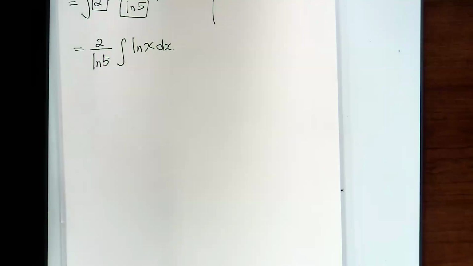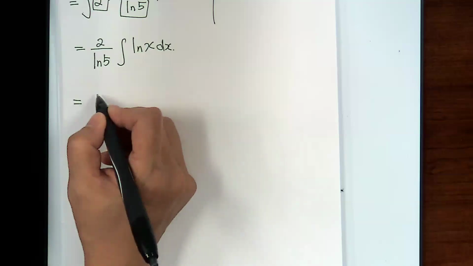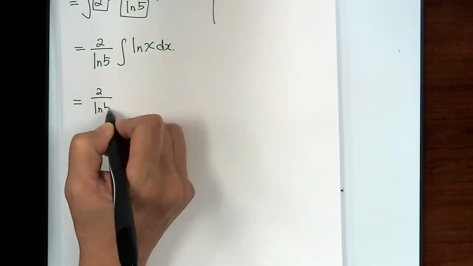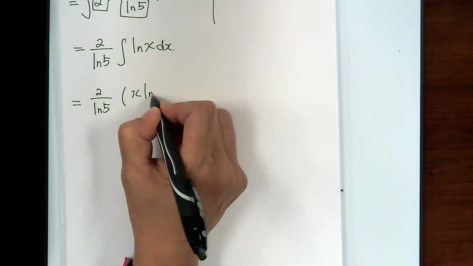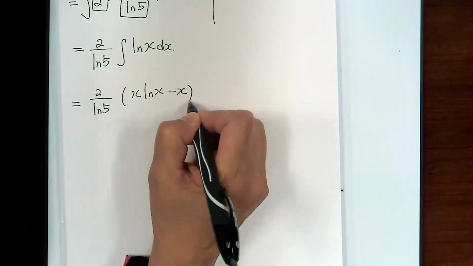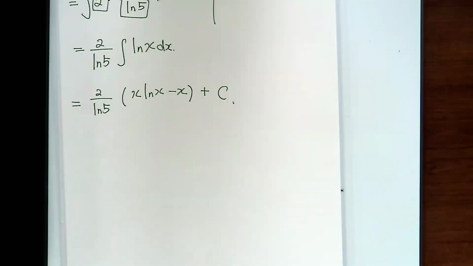So what is the formula for the integral of the natural log of x? That is x times natural log of x minus x plus c. You have to remember this, but at a later point when you learn about integration by parts, you will learn how to derive this formula.